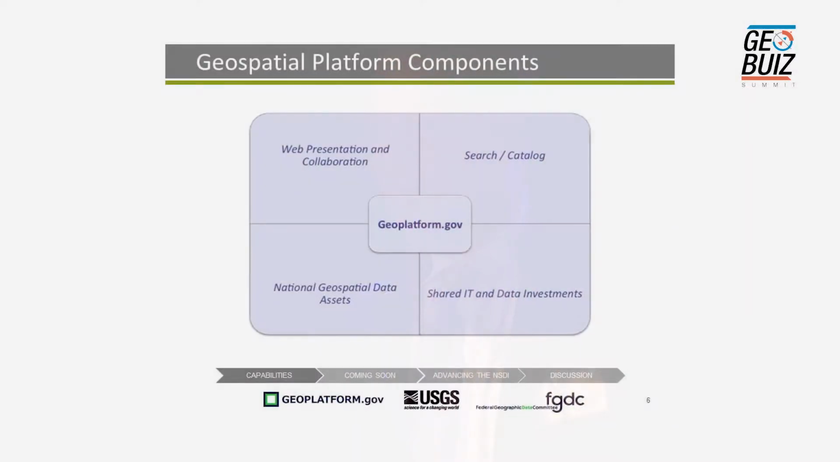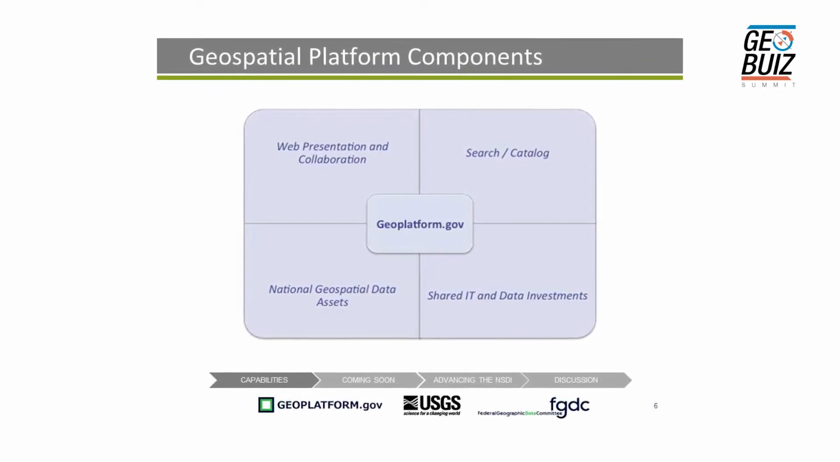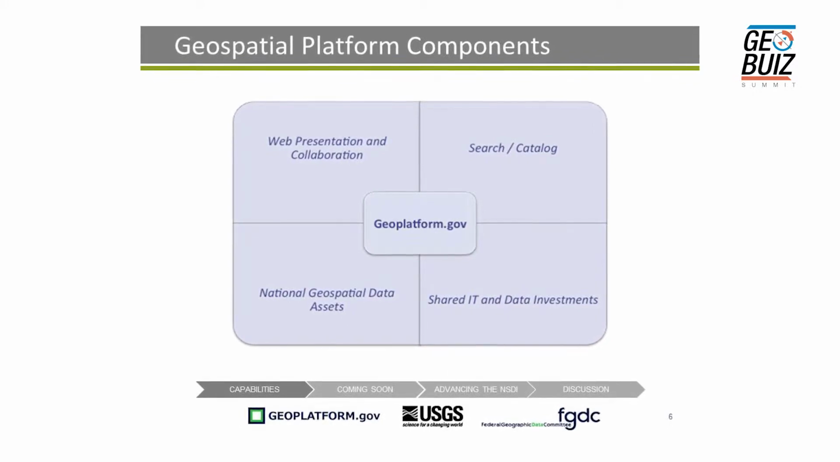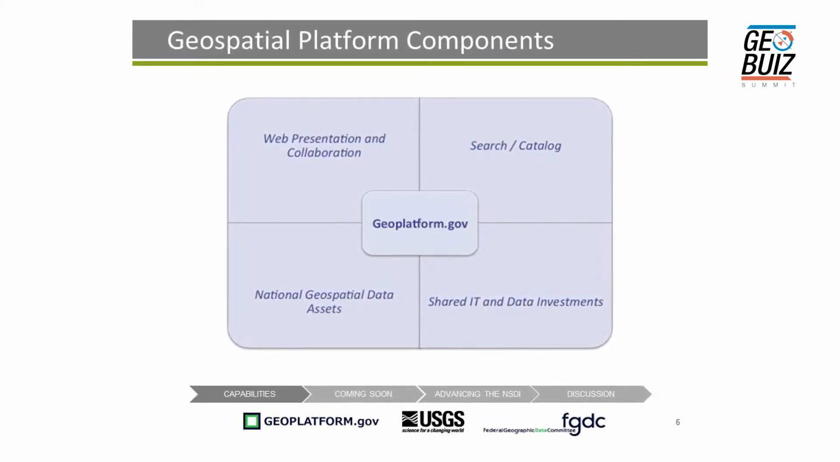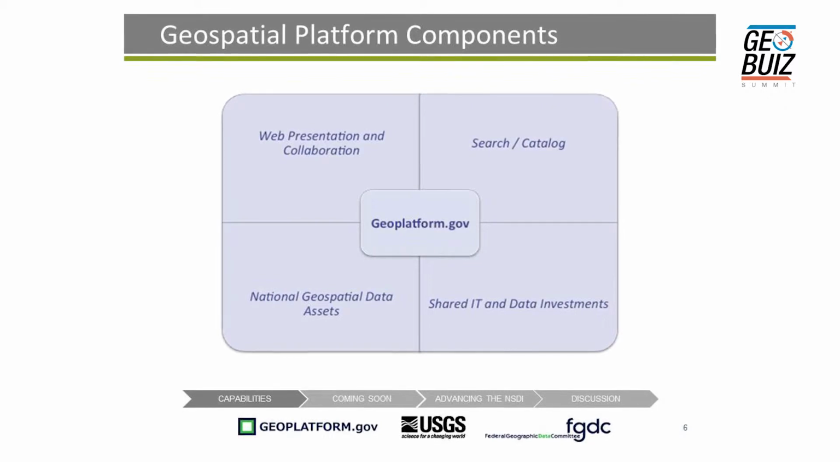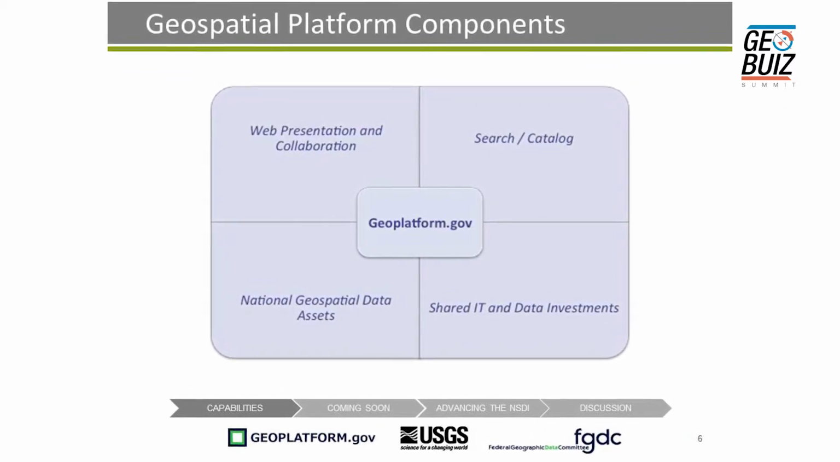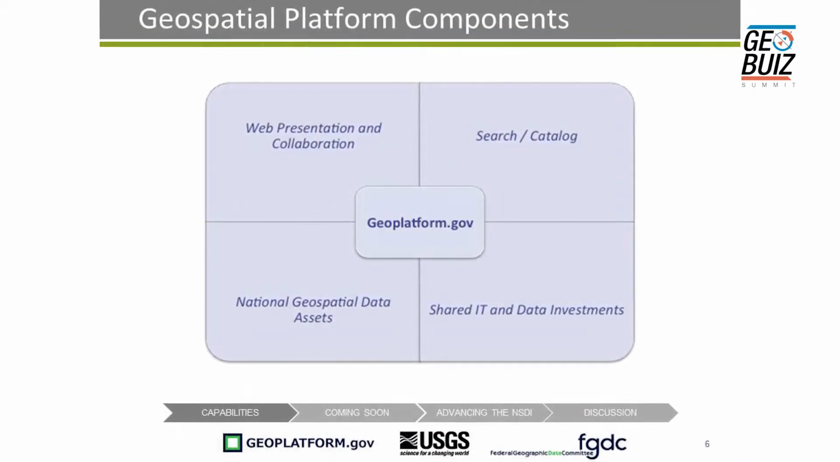So the Geospatial Platform program is comprised of a few different components. I'm going to talk just really briefly about what we're doing with web presentation and collaboration on the site, our search and catalog work, shared IT and data investments, the work that we're doing with shared infrastructure to make more data available, and then I'll touch on the National Geodata Assets topic that I just introduced. But suffice it to say that today the Geospatial Platform program is more or less the central instance of the National Spatial Data Infrastructure in the US. So this is what the FGDC is working on as our shared technology platform.